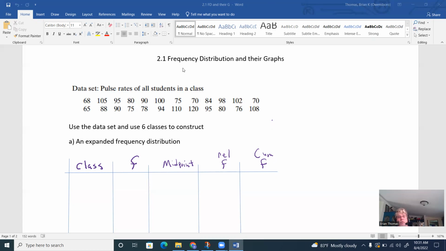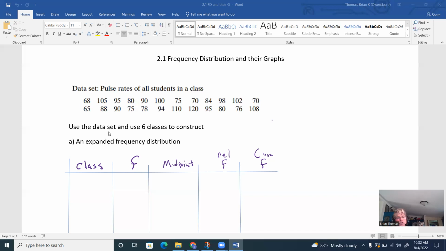So in 2.1, we're going to start with the frequency distribution and their graphs. And so the first example we're going to look at is we're going to be given this data. So the data set is going to be pulse rates of all students. So we have 1, 2, 3, 4, 5, 6, 7, 8, 9, 10, 11, 12. So it's 12 and 12. That would be 24 pieces of data. So there's 24 data entries in this example.